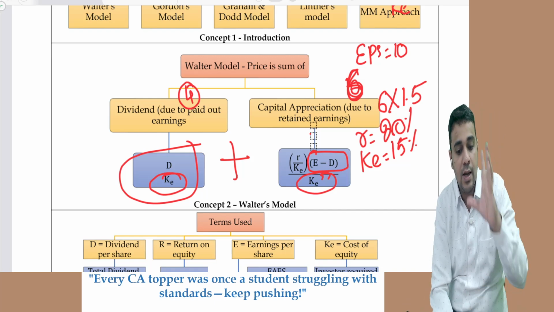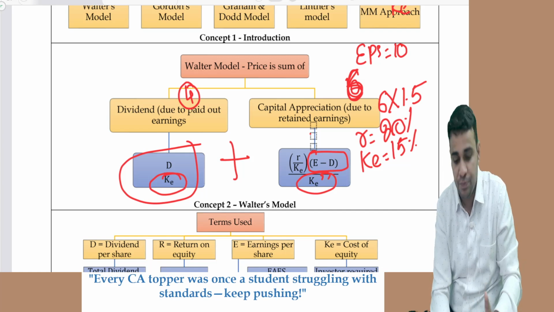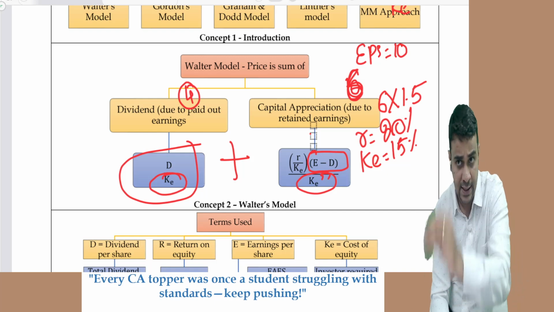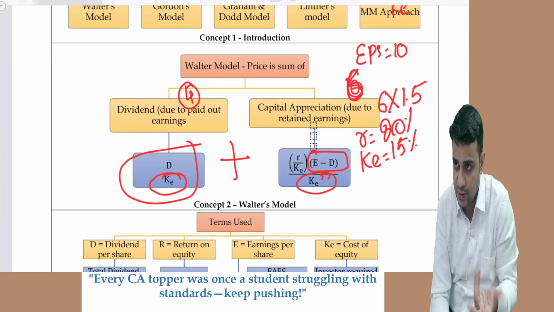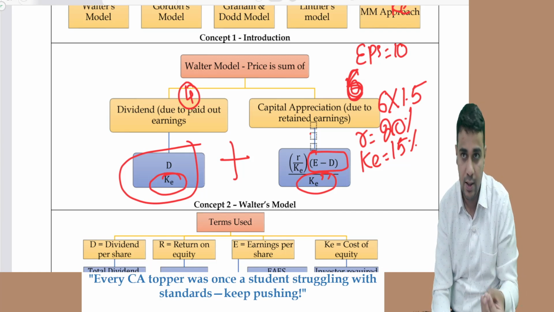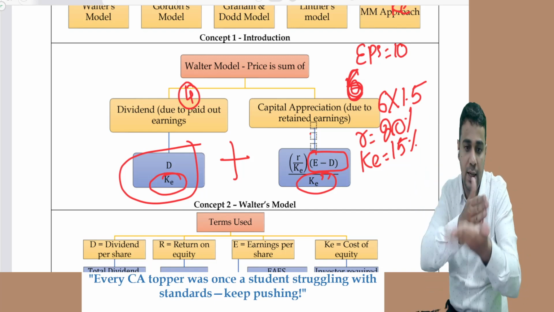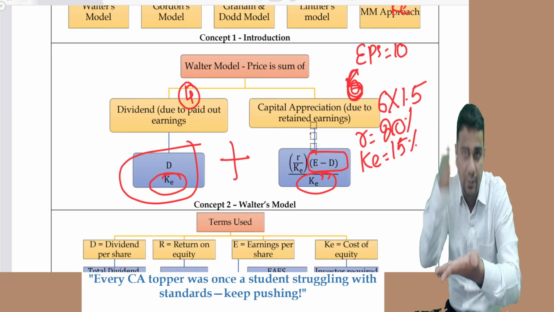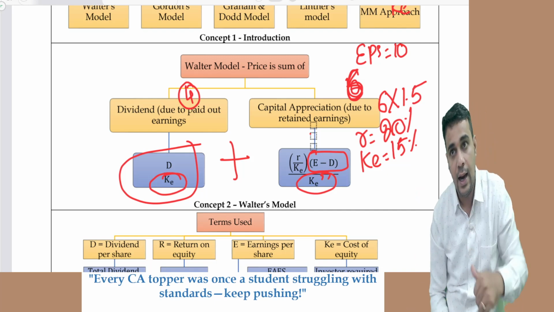What are the two parts? D by KE, which is dividend by cost of equity. This side also, E minus D divided by KE. If both are going to be like this, there is no point in splitting, because anyway you're doing D by KE, then you're doing E minus D. So why write D separately? If I add them together, D plus E minus D will get cancelled. It's E by KE. Then he said, no, for the retained earnings, I'll give a multiplier effect.